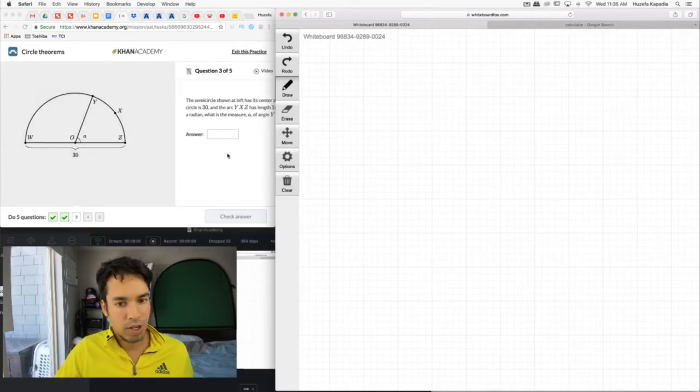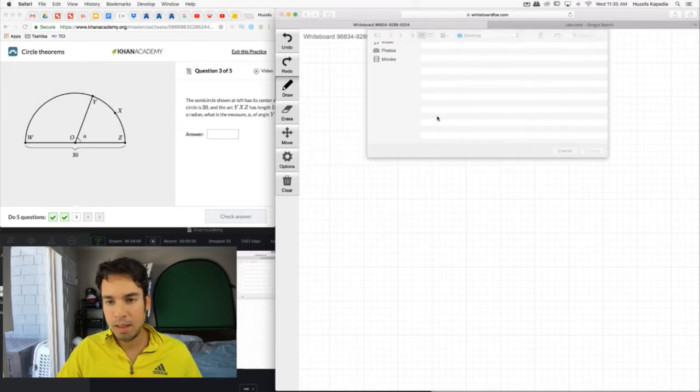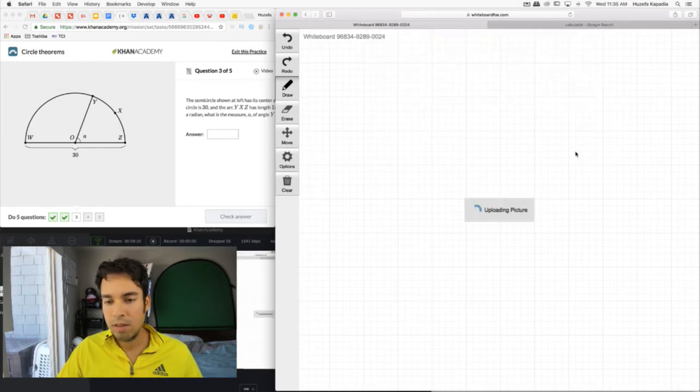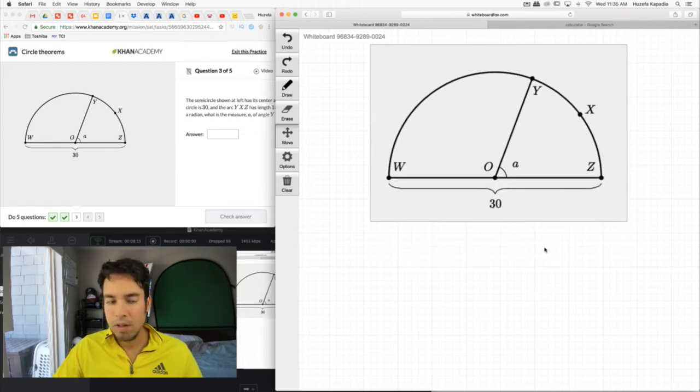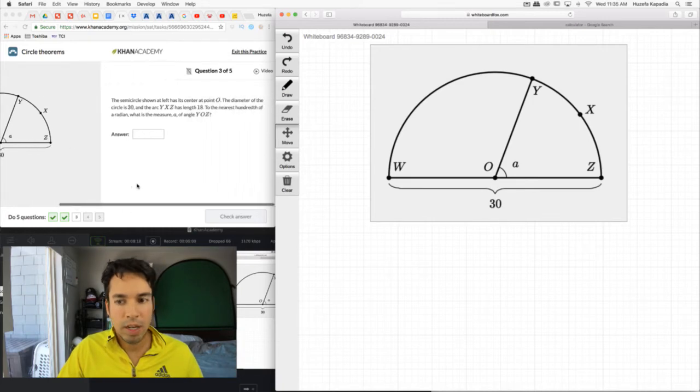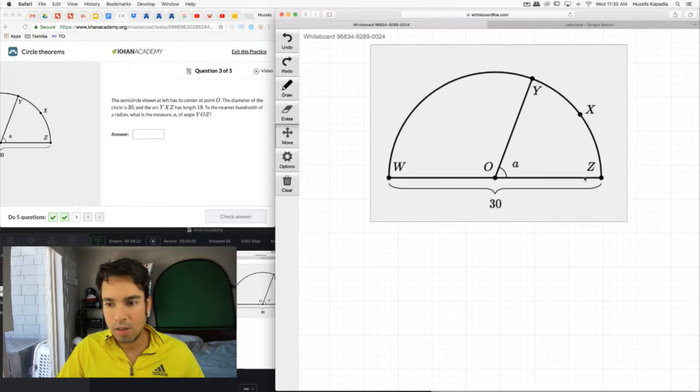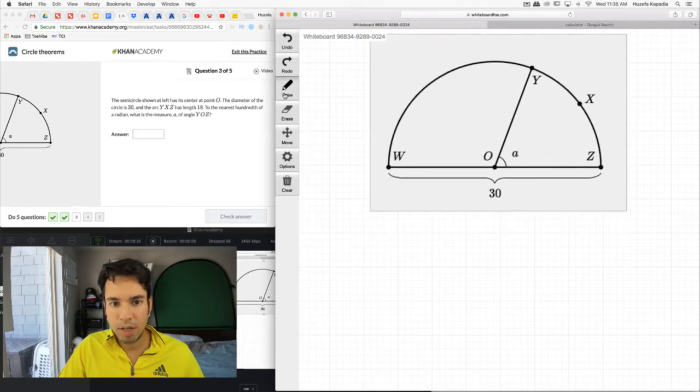I'm going to take a quick screenshot of this. Okay, the semicircle at the left shown has its center at point O. The diameter of the circle is 30, so this whole length is 30. And the arc, this is the arc length here, YXZ, has a length of 18. They actually didn't put that in the drawing, so I'm going to add that. This whole arc length here is 18.